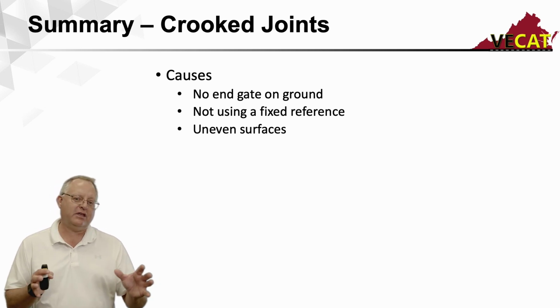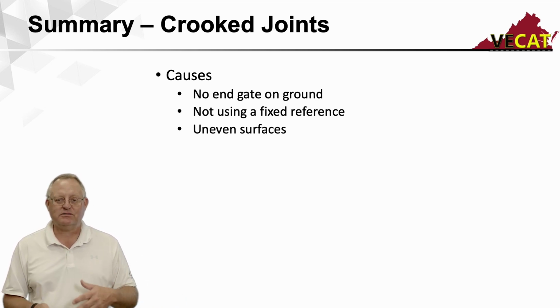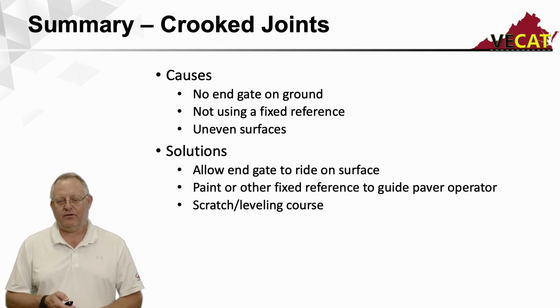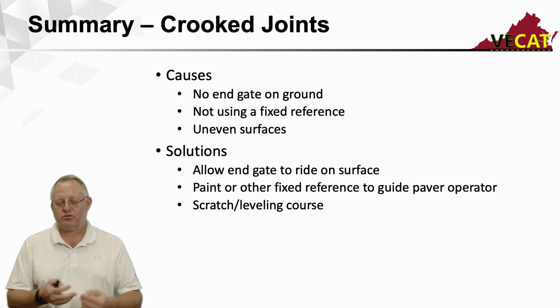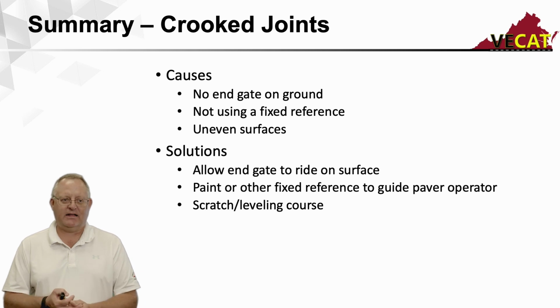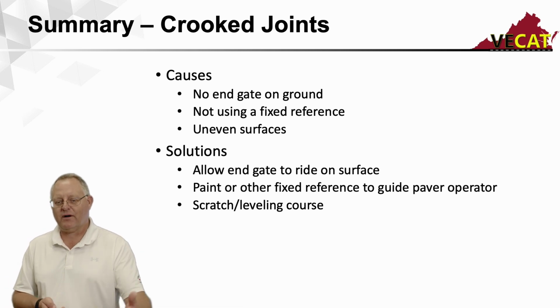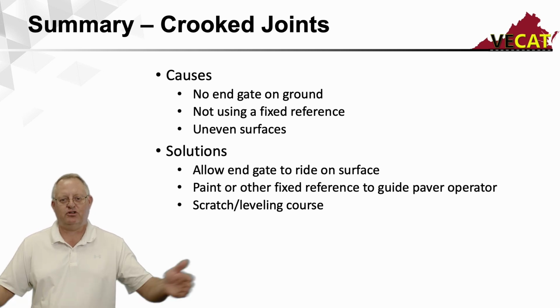So you have to understand what's going on on that project. But here's 3 typical causes we see. Some solutions: get the end gate on the ground. Look at what we went through in other modules with our industry experts. Having that end gate on the ground confines the material. Having that fixed surface to follow. And if you need to, because you got an uneven surface, go for a scratch and level. Have that conversation to put a scratch and level down so we have a good uniform surface, so we have a good uniform thickness.